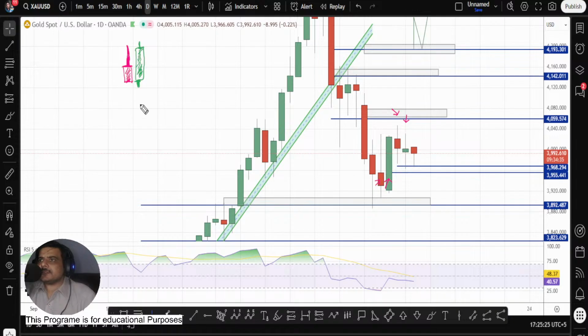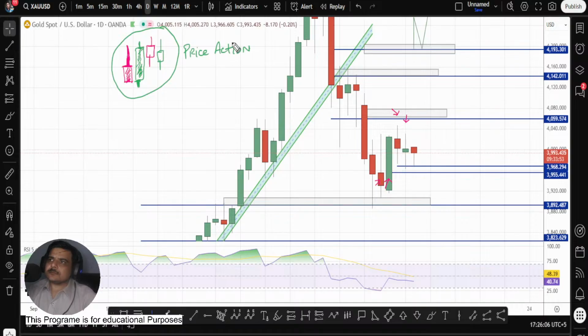And then right after that we have got this candle, and I will be explaining it for all of you so that you understand. And then yesterday's candle was again sort of bullish, but did not close very nicely bullish. So this is a classic example of price action. Right.